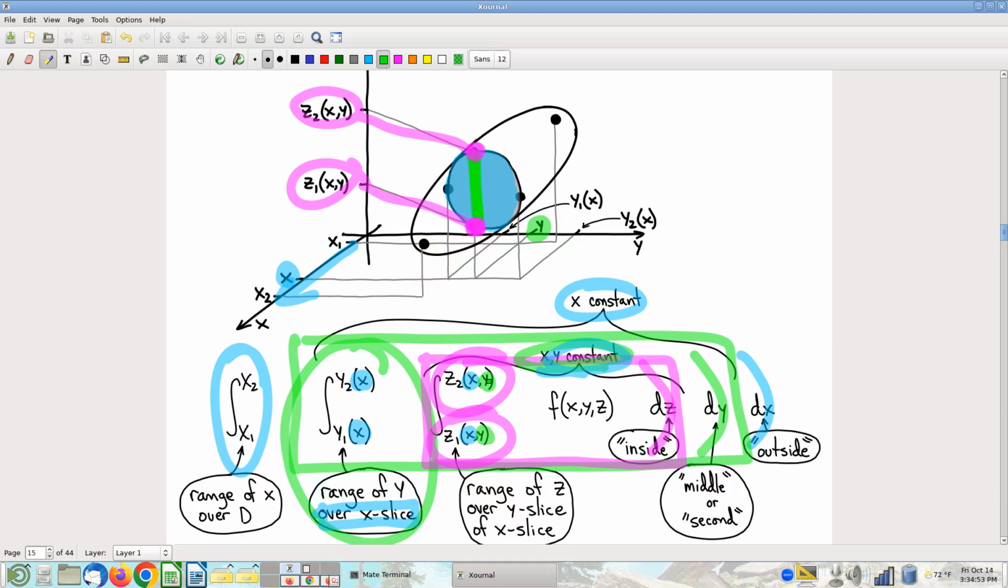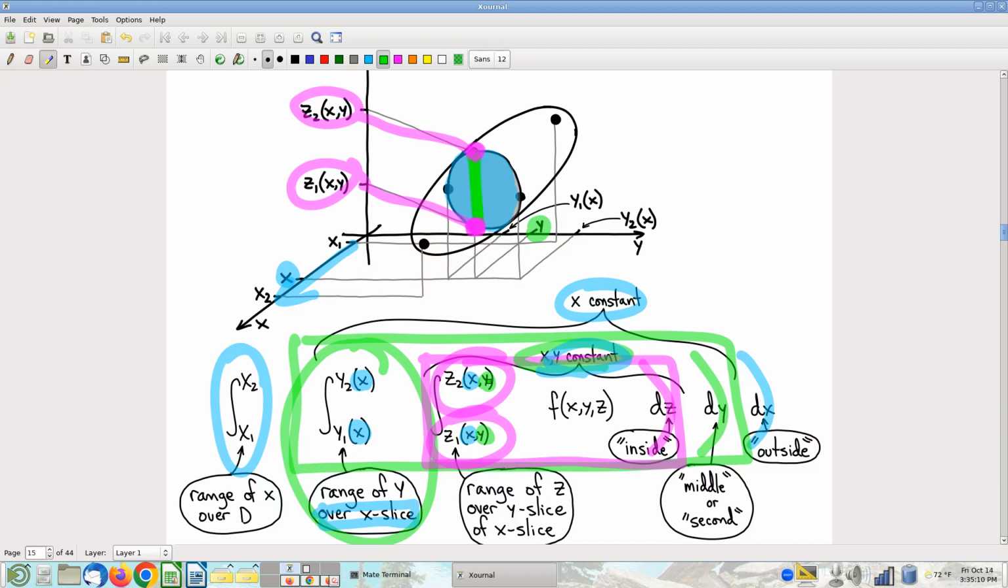Everybody see how that manifests? I mean, so there's the picture that we talked about that's going to allow us to effectively slice up the entire solid. And then this algebraically is what it looks like and what variables are playing what role at what part of the calculation in the iterated integral.